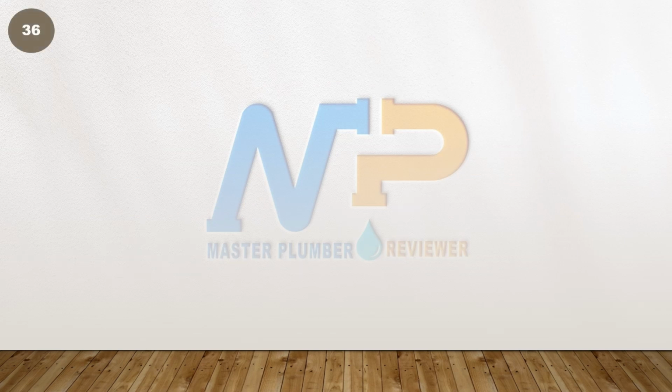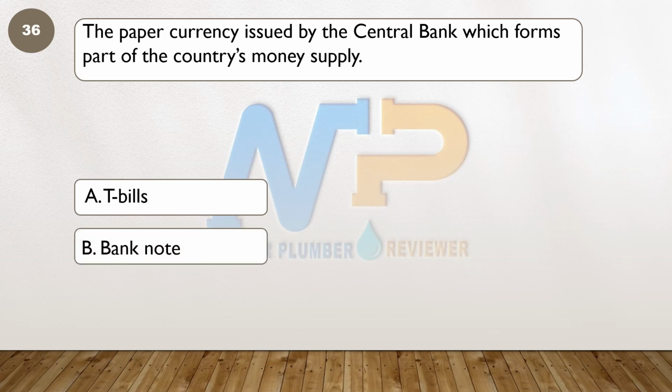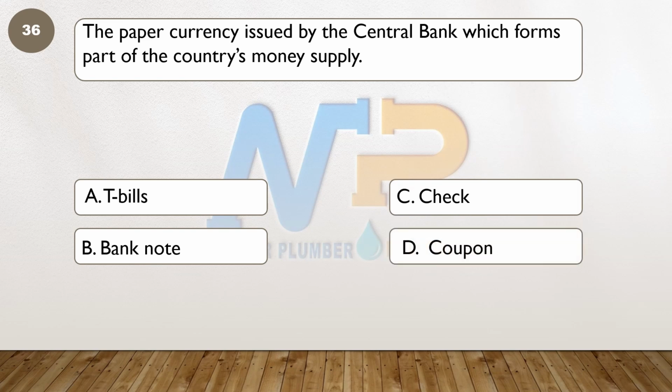Number 36. The paper currency issued by the central bank which forms part of the country's money supply. A. T-bills. B. Banknote. C. Check. D. Coupon. The answer. It's B. Banknote.